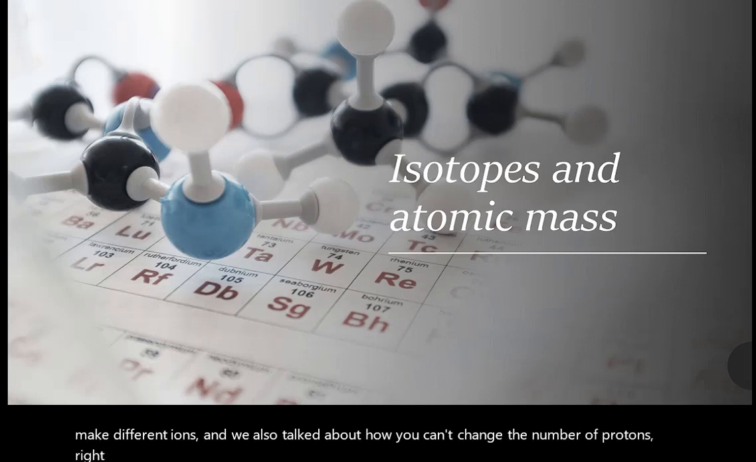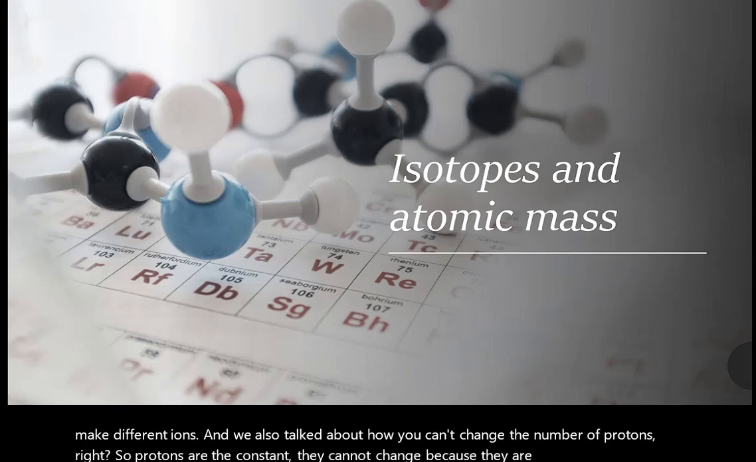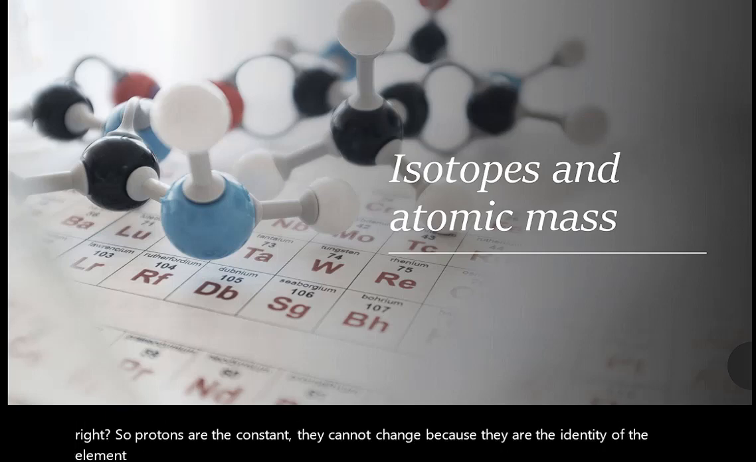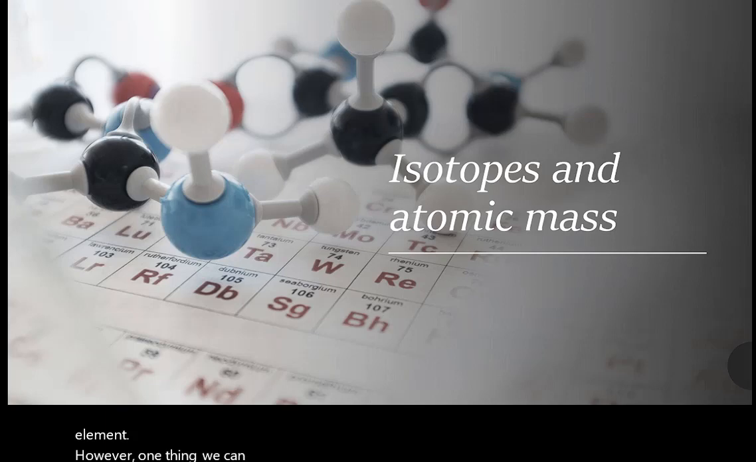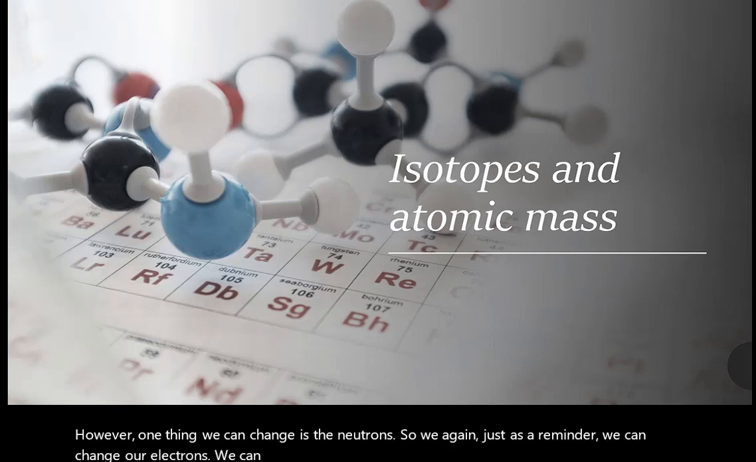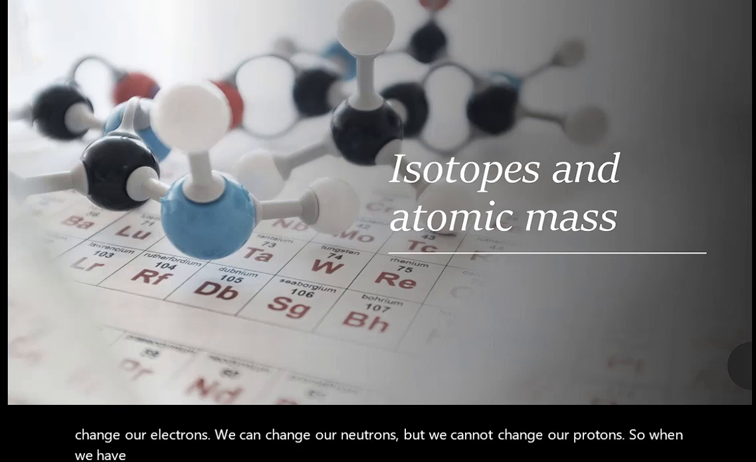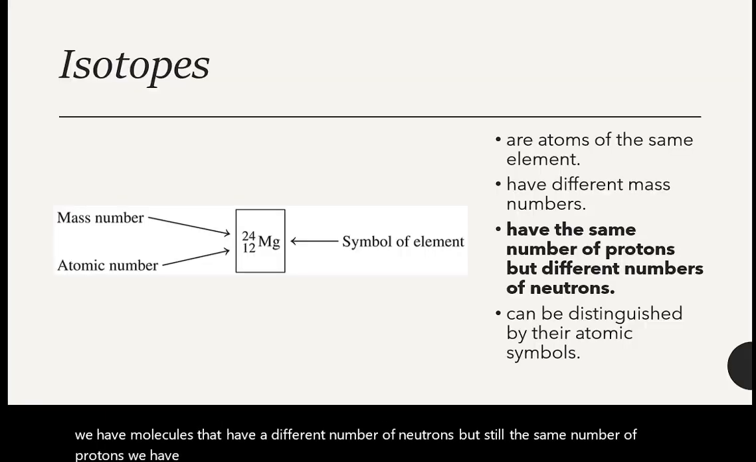So protons are the constant. They cannot change because they are the identity of the element. However, one thing we can change is the neutrons. Again, just as a reminder, we can change our electrons, we can change our neutrons, but we cannot change our protons. So when we have atoms that have a different number of neutrons, but still the same number of protons, we have what is called an isotope.